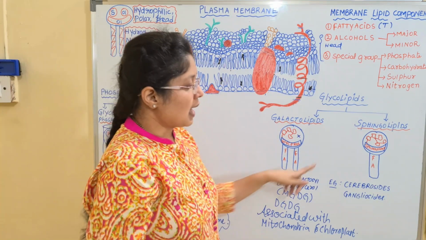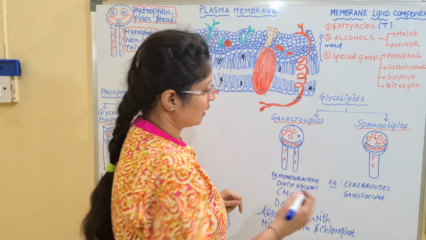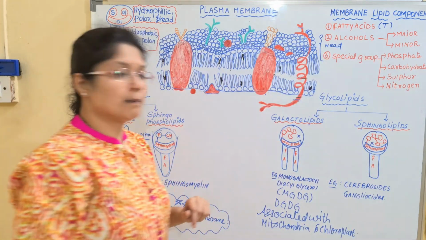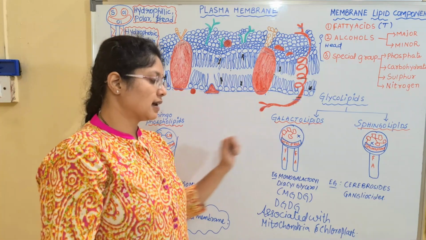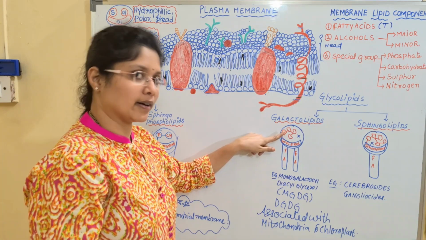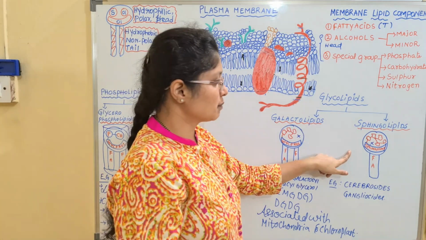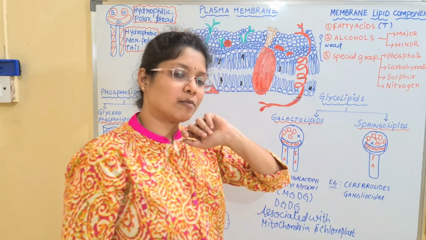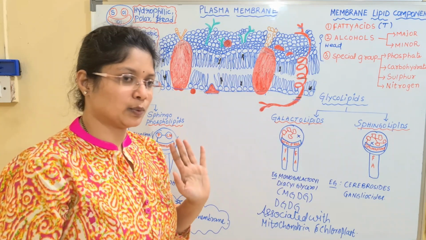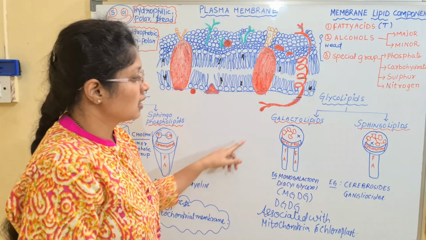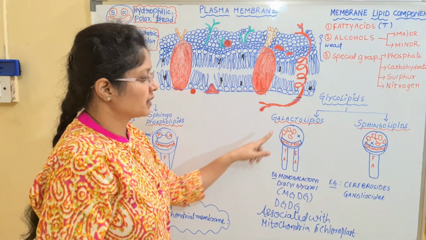Clear? And in this case, again, the minor alcoholic group will be absent. So one of the components is missing here, that is the minor alcoholic group. We have the major alcohol, glycerol, and the carbohydrate will be present. And what about the sphingolipids? Sphingosine, the major alcohol, with the carbohydrate moiety will be present. Clear with this?